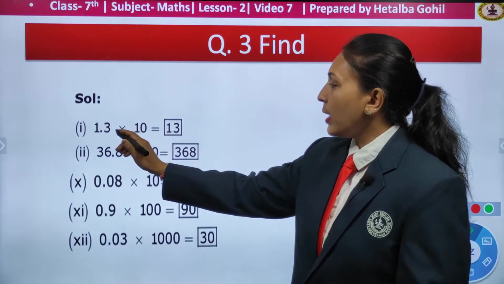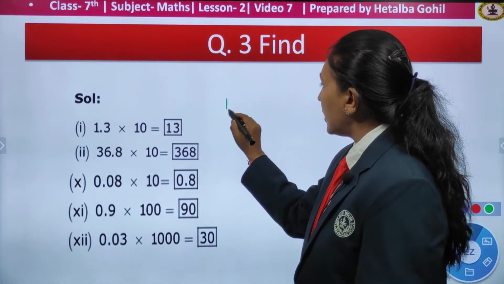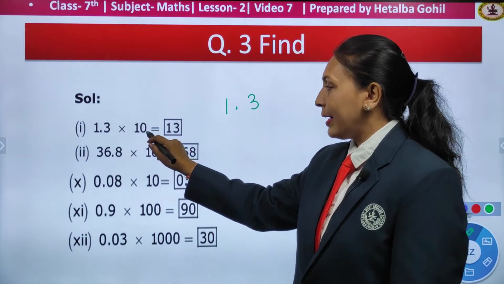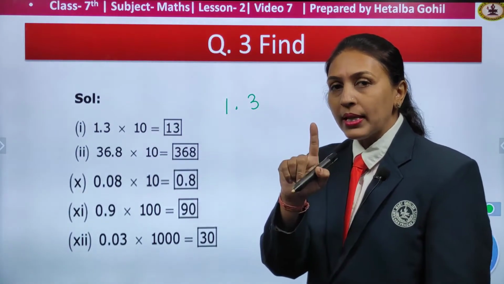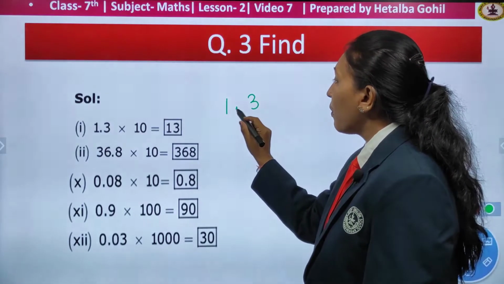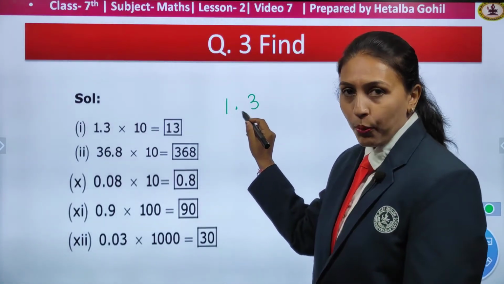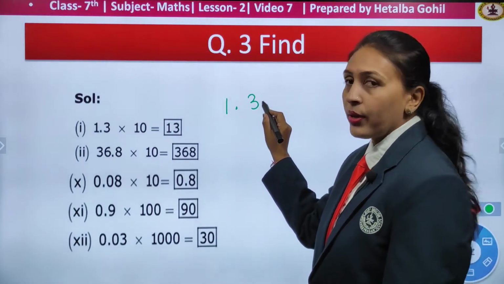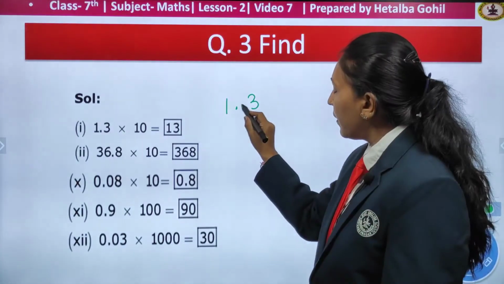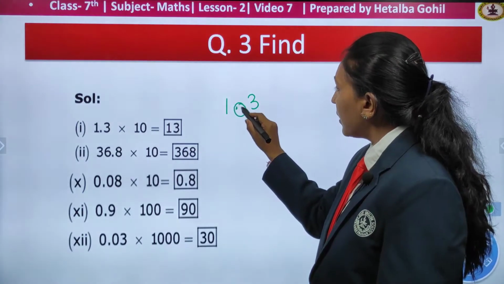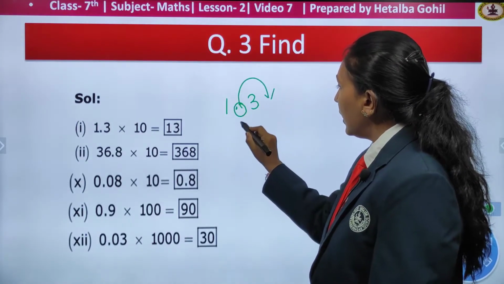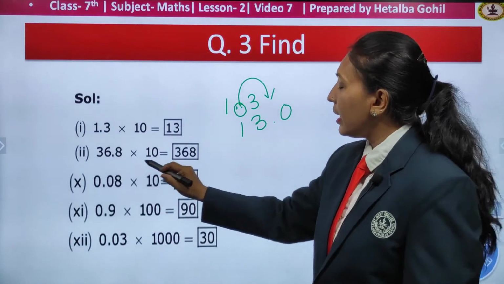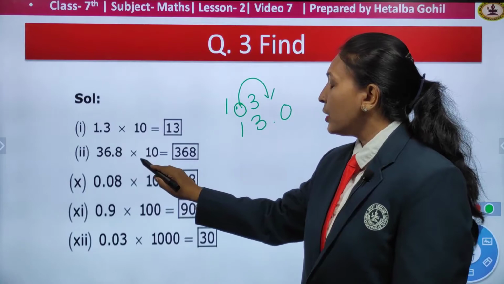Okay. So you can see here, suppose 1.3, it is multiplied by 10. That means 1 0, so one place we will shift to the right. But from where? After the decimal point. The decimal point will shift after one place. So you don't have to start from here, but you have to start from here. So one place you will shift here, it will become 13.0.